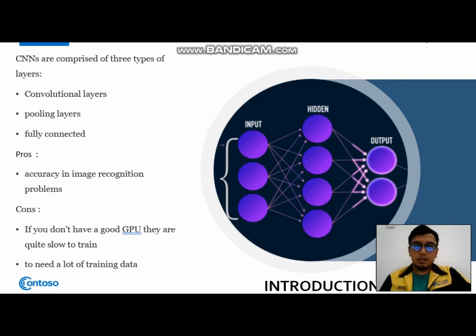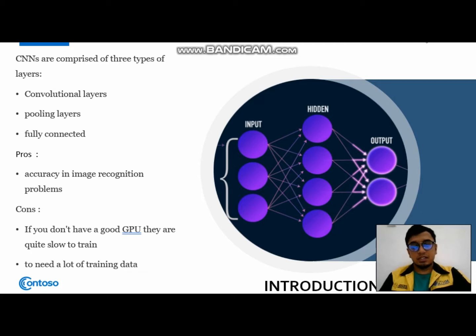So here we can see the pros and cons. The pro is the accuracy in image recognition, as mentioned before in the introduction. Next is the cons. The con is if you don't have a good GPU, they are quite slow to train. This is related to our task, which is we use Google Colab to run this program. My GPU is quite slow to run the code, so it takes a long time to render all the code.